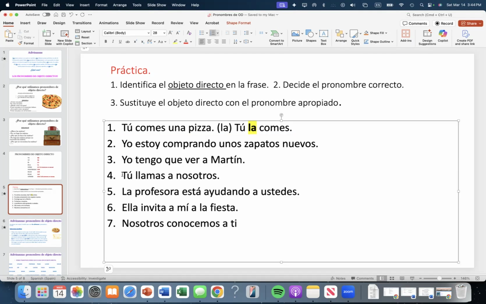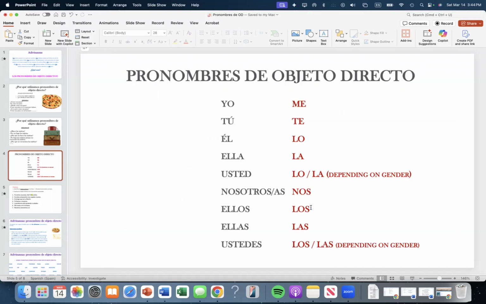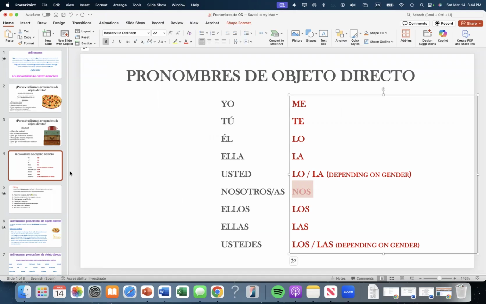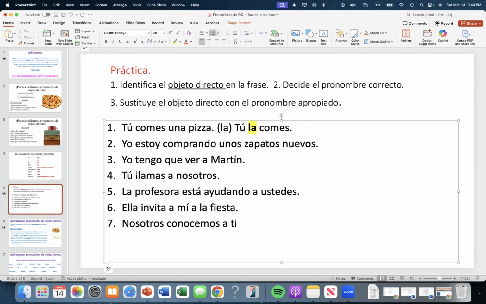Let's do the examples with only one verb, a single verb. Number four, tú llamas a nosotros. Let's see how we replace nosotros as a direct object. That would be nos. See? So you call us. Us is the direct object of the sentence. So we replace it with nos and we say tú nos llamas. You call us. That's the way it works in Spanish. It's a little bit different than in English. The order, the positioning of the pronoun is different. Tú nos llamas.